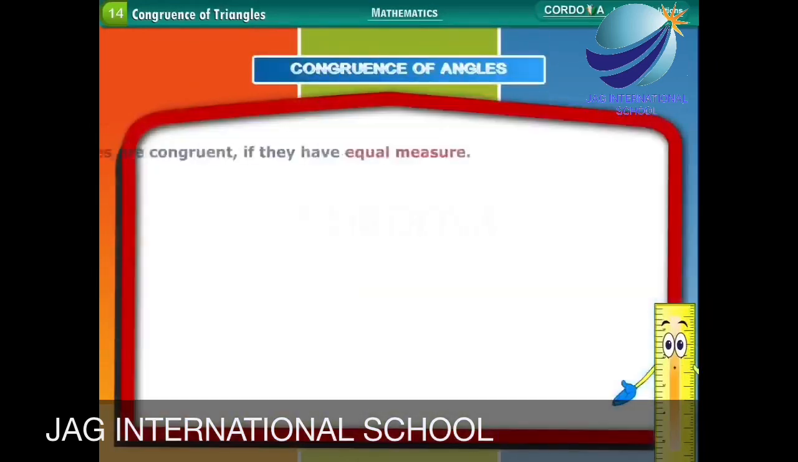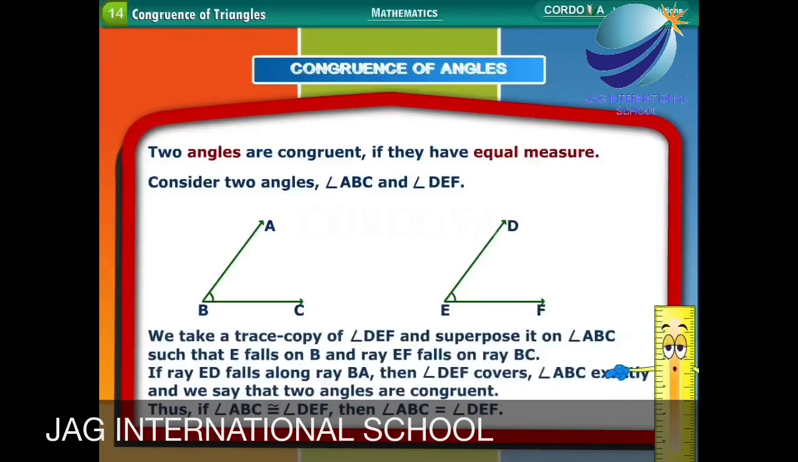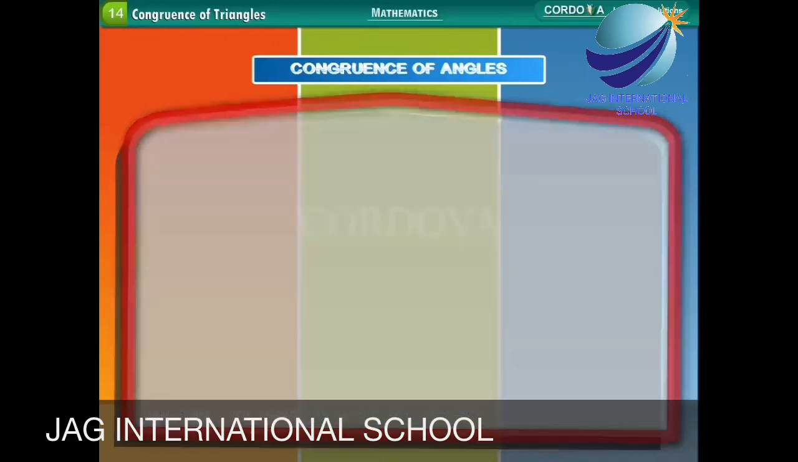Congruence of angles. Two angles are congruent if they have equal measure. Consider two angles, angle ABC and angle DEF. We take a trace copy of angle DEF and superimpose it on angle ABC such that E falls on B and ray EF falls on ray BC. If ray ED falls along ray BA, then angle DEF covers angle ABC exactly, and we say that the two angles are congruent. Thus, if angle ABC ≅ angle DEF, then angle ABC = angle DEF.